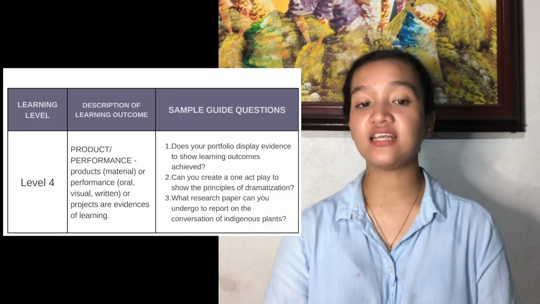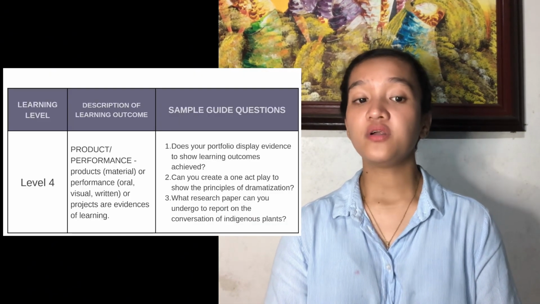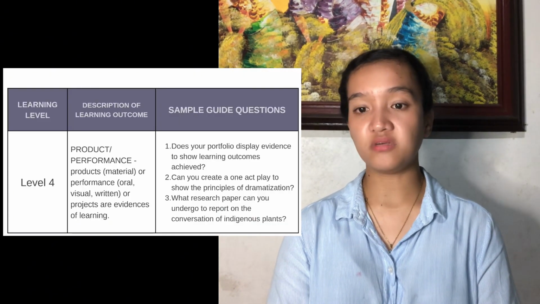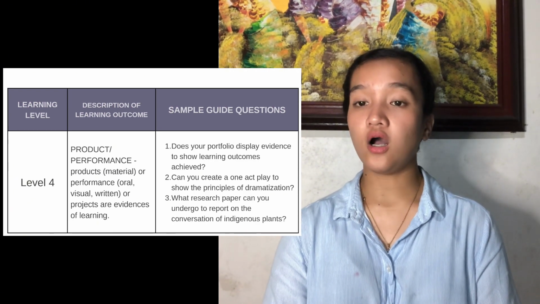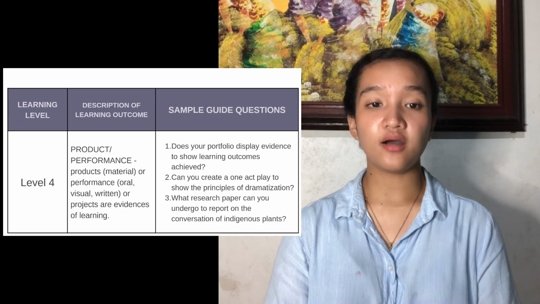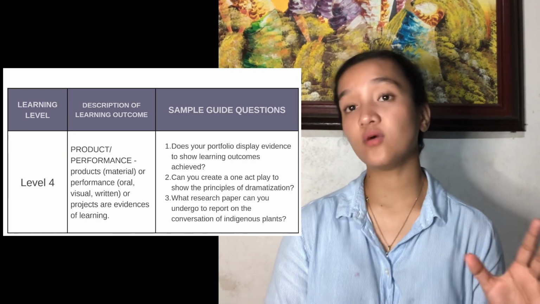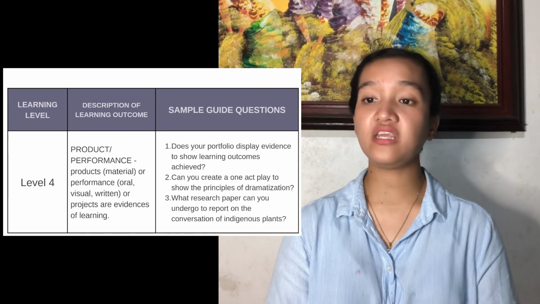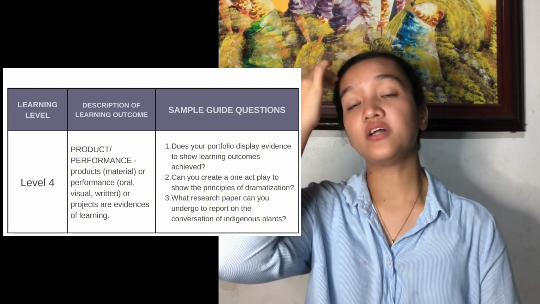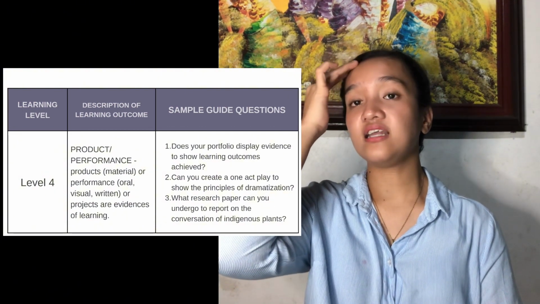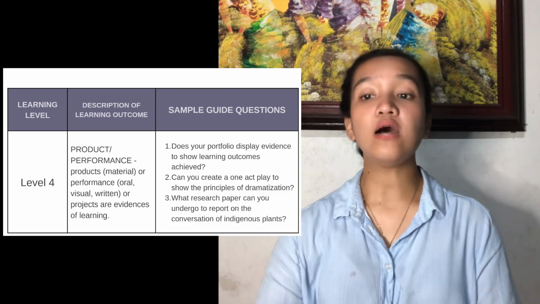Here is the last level, level 4, which is the product or performance. These are very common, like portfolios and research. So here, what are the products or the performance, or let's say, their overall outcome of these different levels.